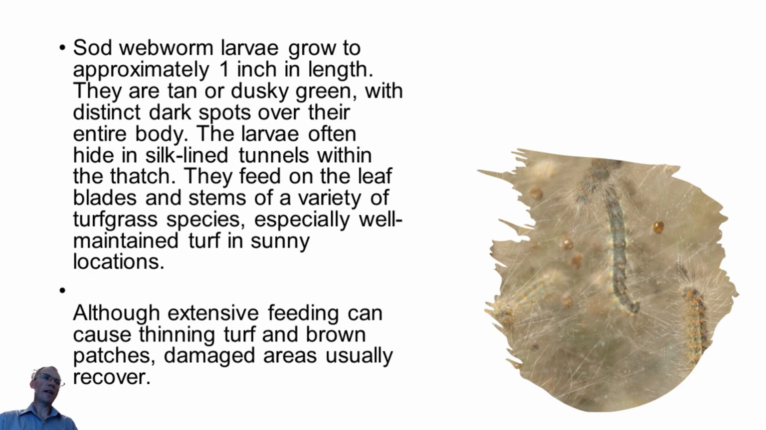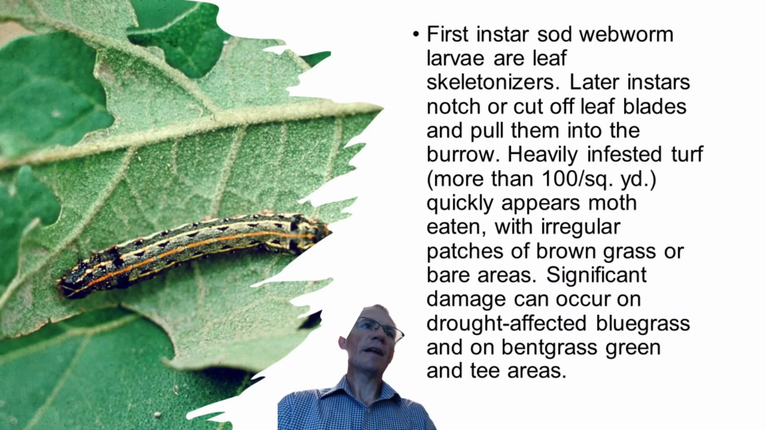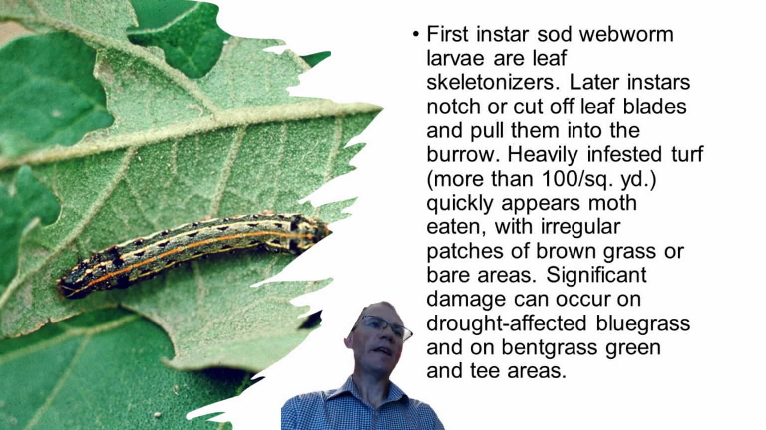Although extensive feeding can cause thinning turf and brown patches, damaged areas usually recover. First instar sod webworm larvae are leaf skeletonizers. Later instars notch or cut off leaf blades and pull them into the burrow. Heavily infested turf, more than 100 square yards, quickly appears moth-eaten with irregular patches of brown grass or bare areas. Significant damage can occur on drought-affected bluegrass and on bentgrass greens and tees.